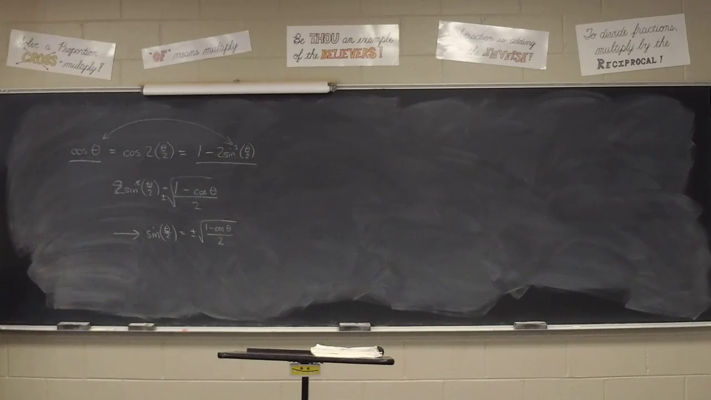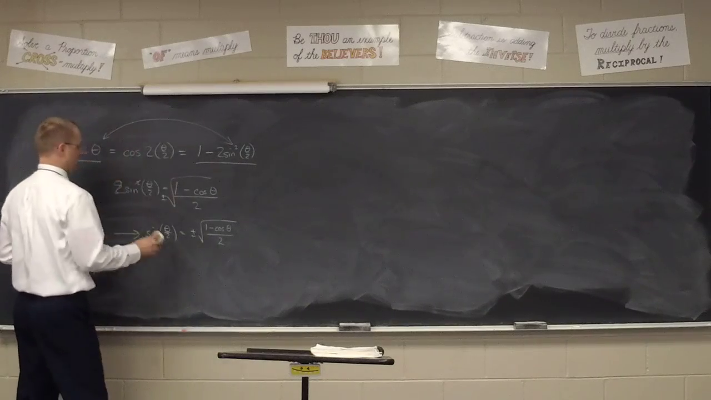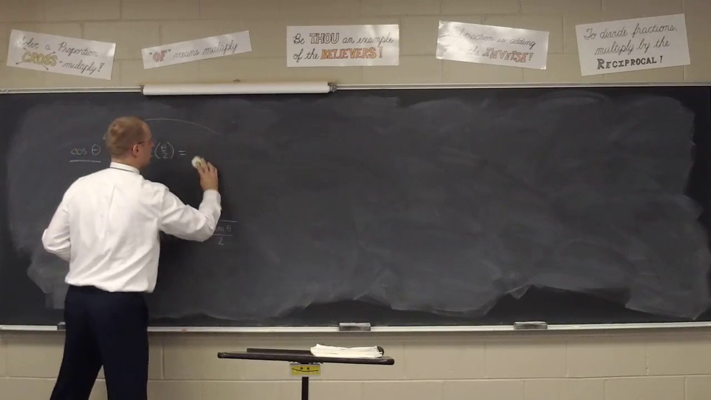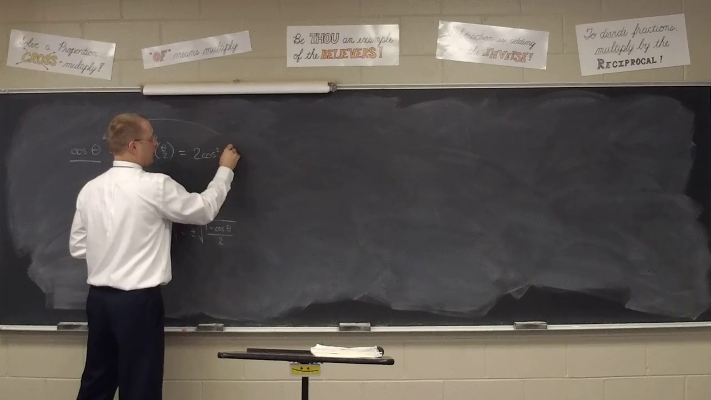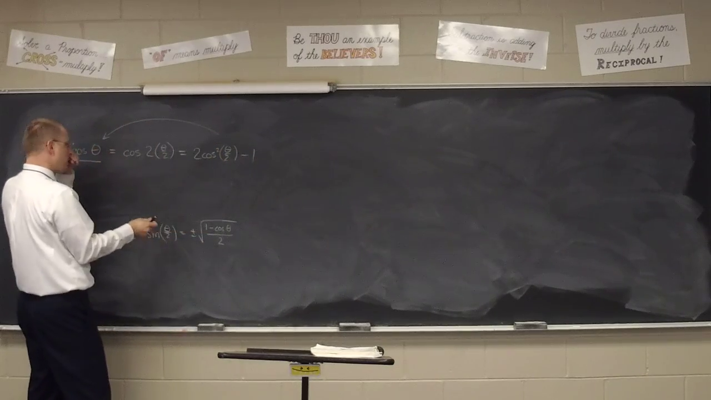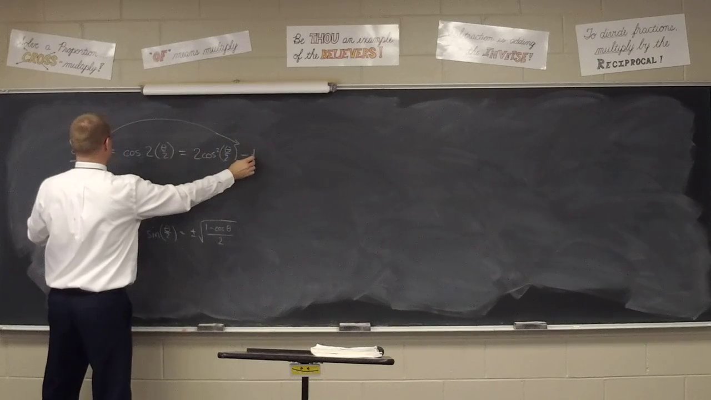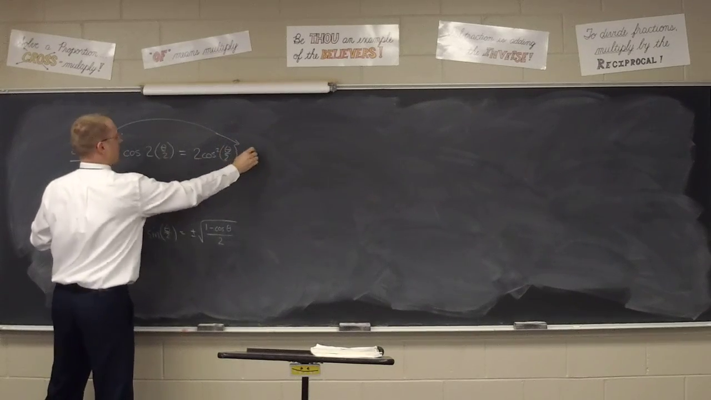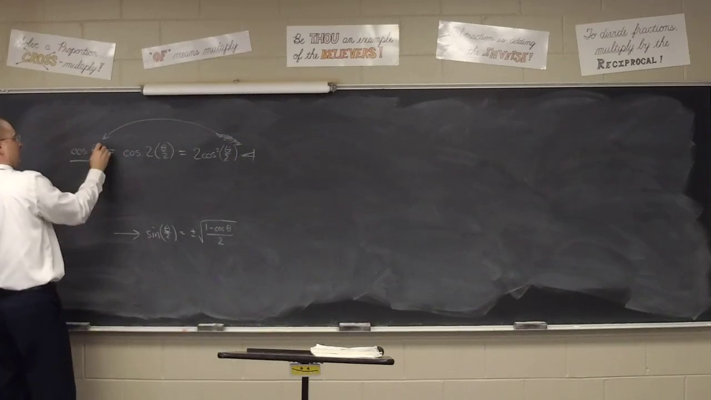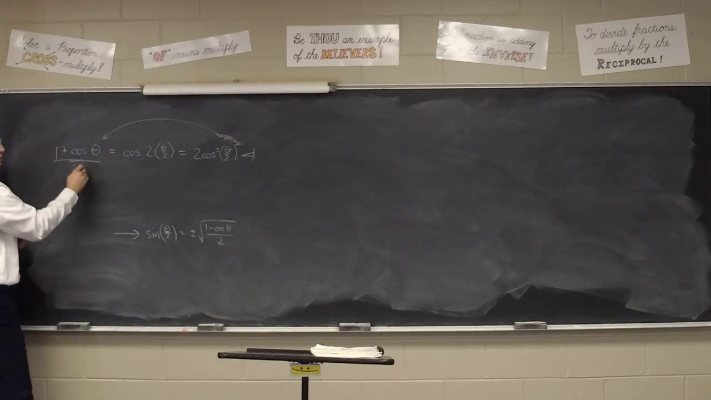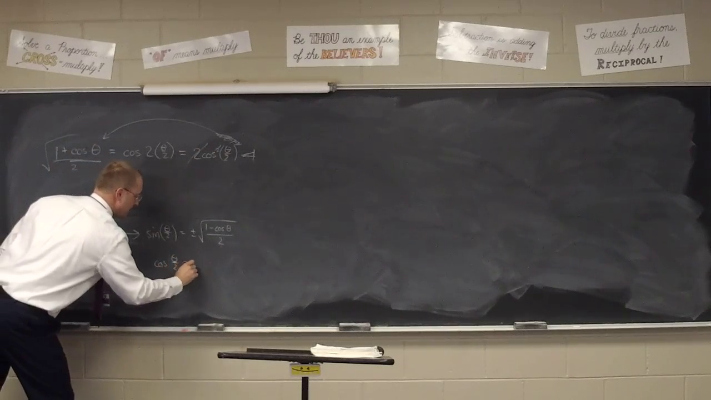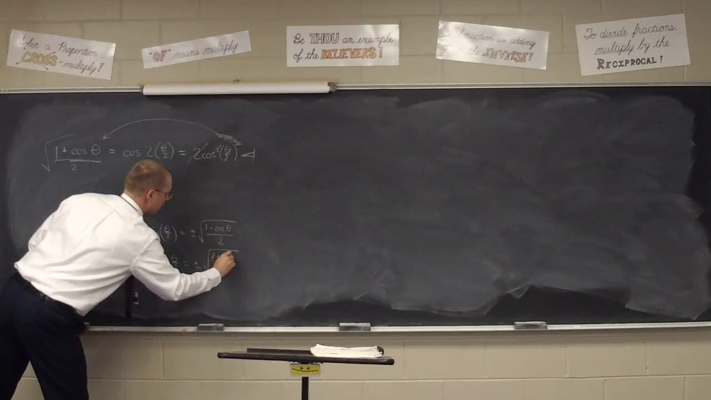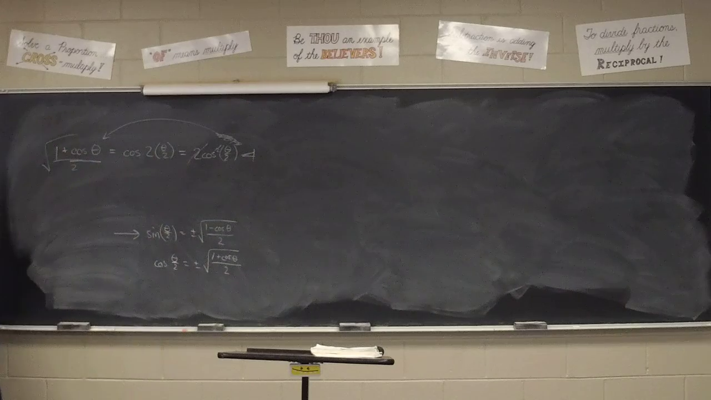Now, if I saw fit, I could also write this as 2 cosine squared half theta minus 1. At which point I could double switch, well, I could just move the 1 over as a positive. And then I could divide away the 2. And I could take the square root. And that would give me the cosine half angle identity as positive negative square root of 1 plus cosine theta all over 2.